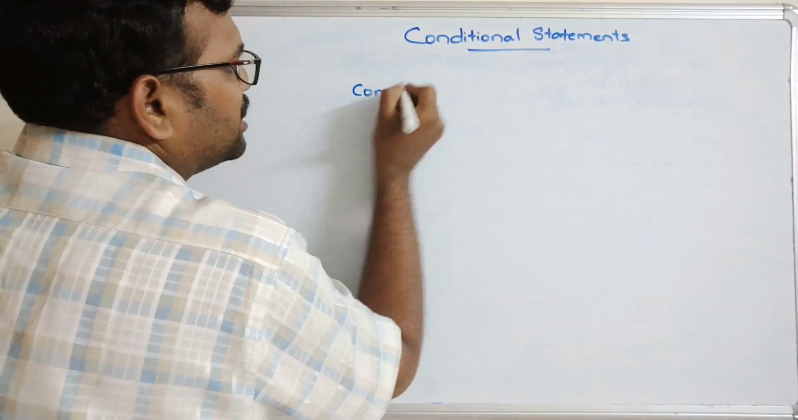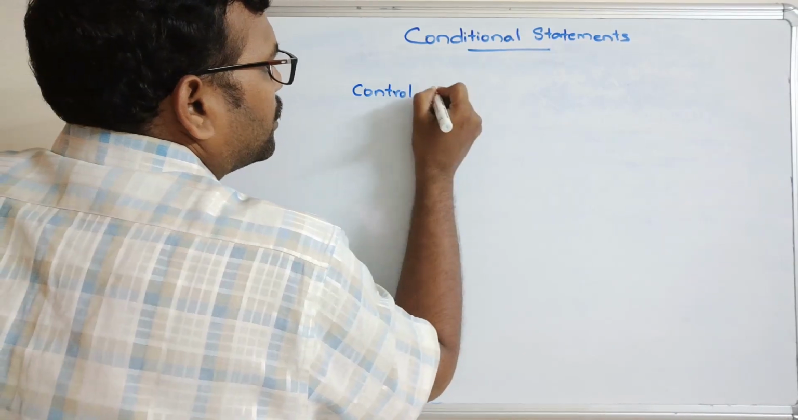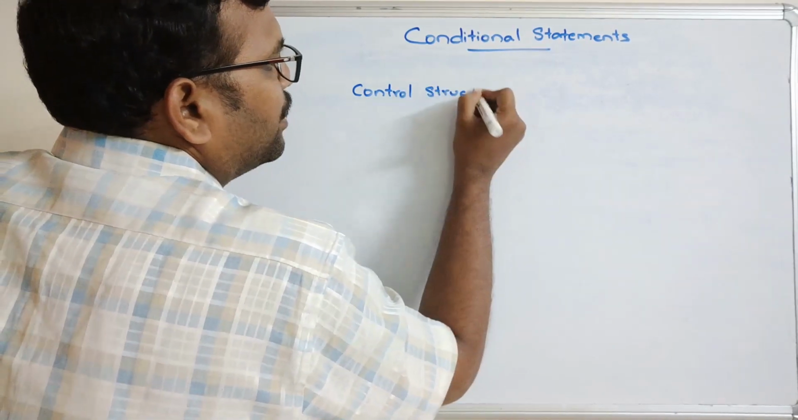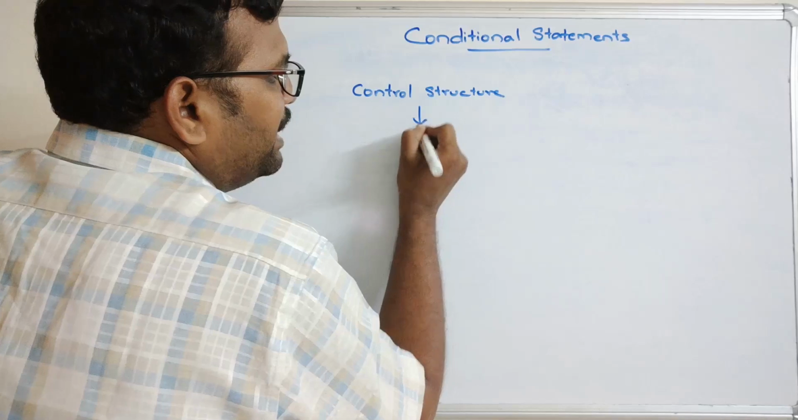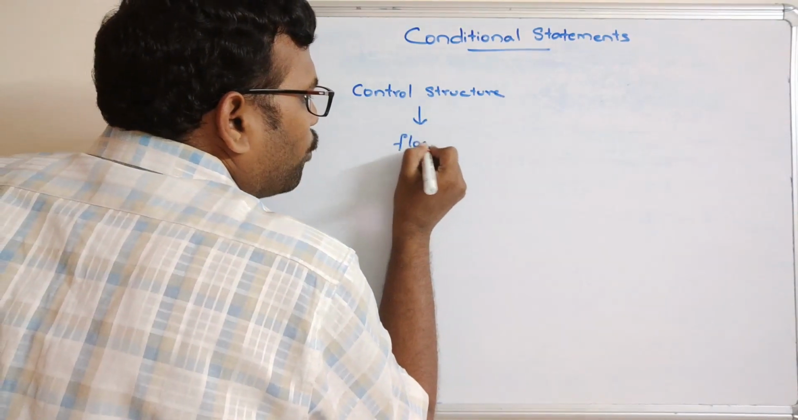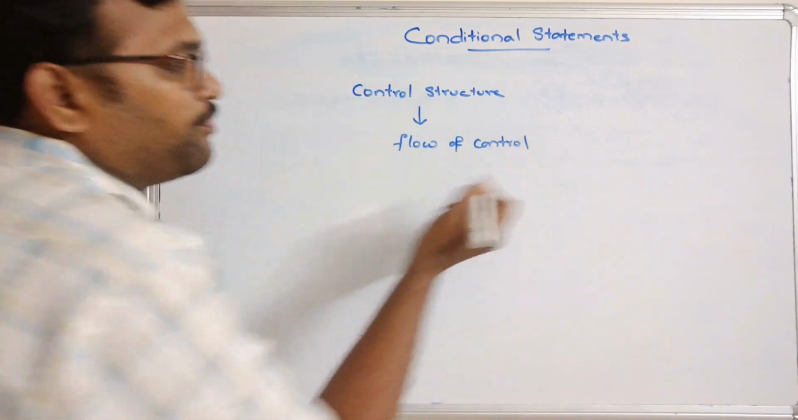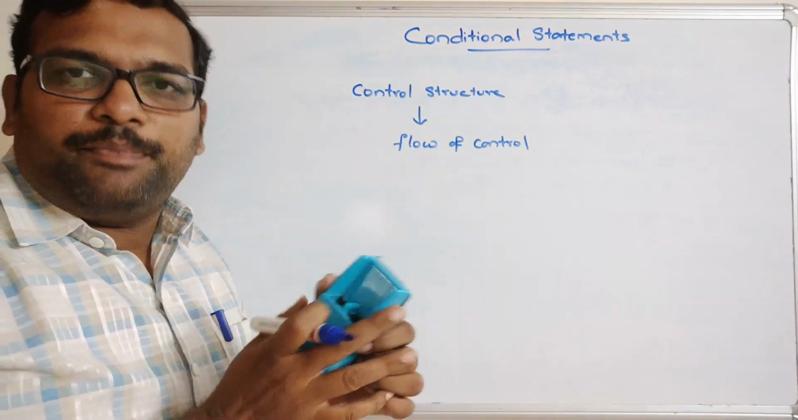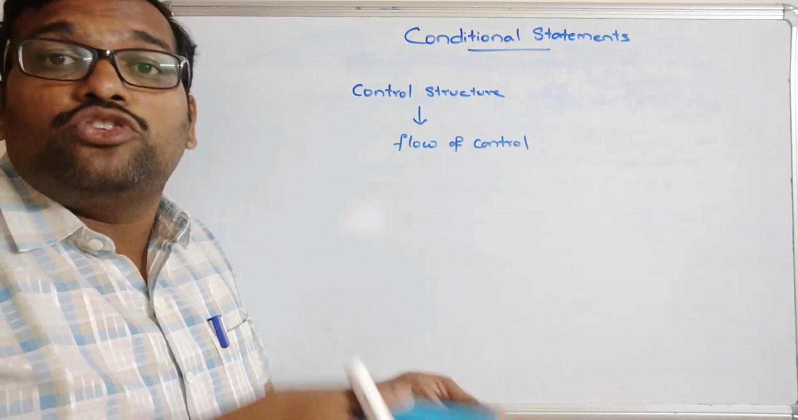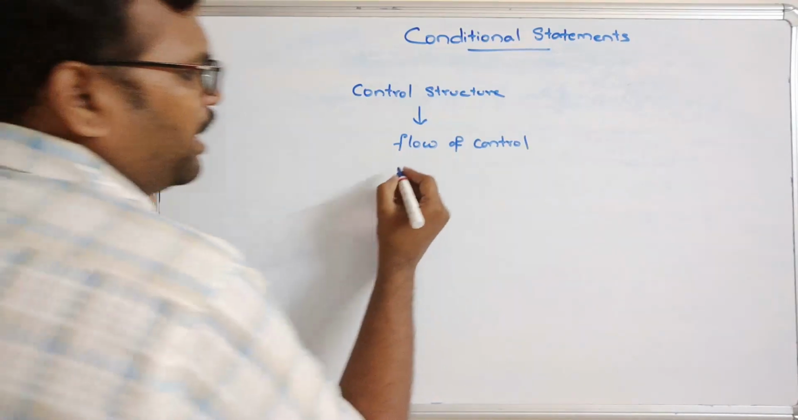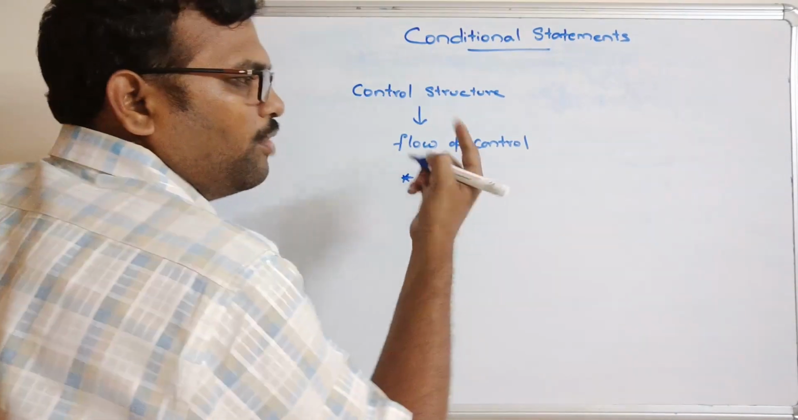What is a control structure? A control structure gives the flow of control. That means the flow of execution of statements. Which statement is to be executed, right? So here we have three different flows of control.